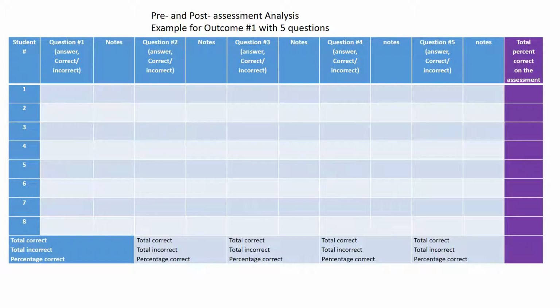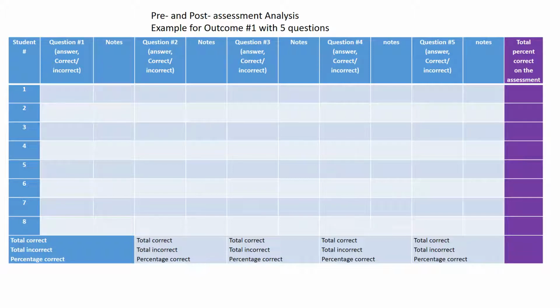Once you note each student's answer, then you can determine how well each individual student did by going across the row. So if student number 1 got every single question right, 5 out of 5, that is 100%. Student number 2 only got 4 out of the 5 correct, which would be 80%. Student number 3 got 3 out of the 5 correct, which would be 60%.